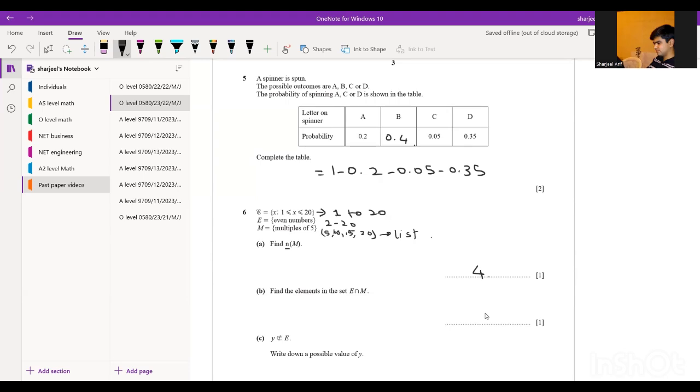In part B, we have to find E intersection M. This means we have to find the common numbers between E and M. E is the set of even numbers between 1 and 20, up to 18 and 20. And we have multiples of 5 in M that are 5, 10, 15, 20. So the common numbers will only be the even ones, that would be 10 and 20. And that is our answer.